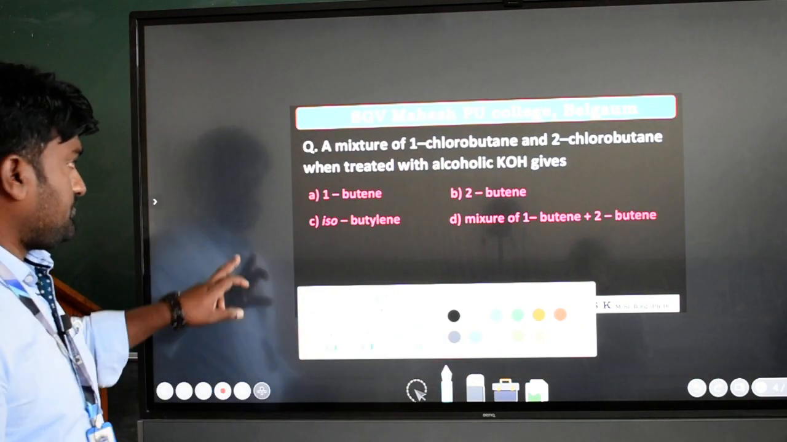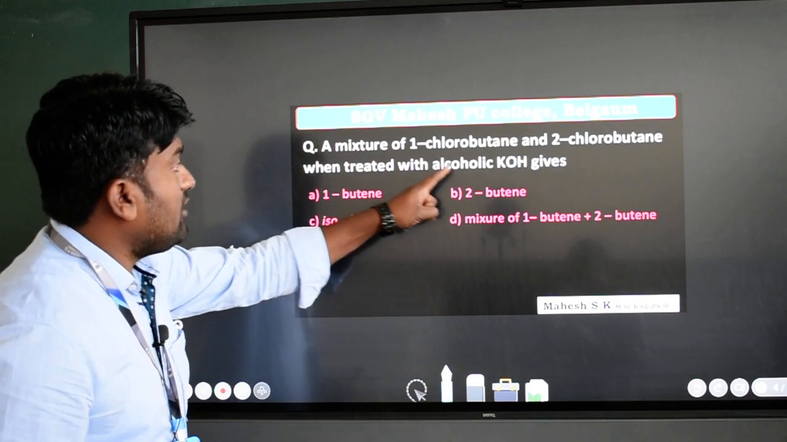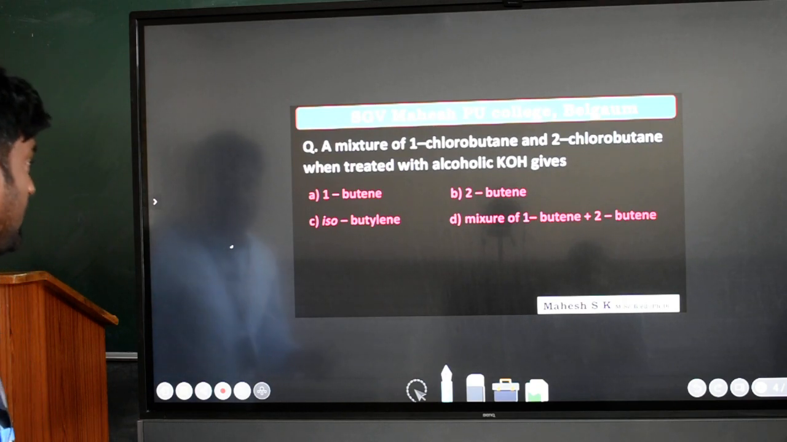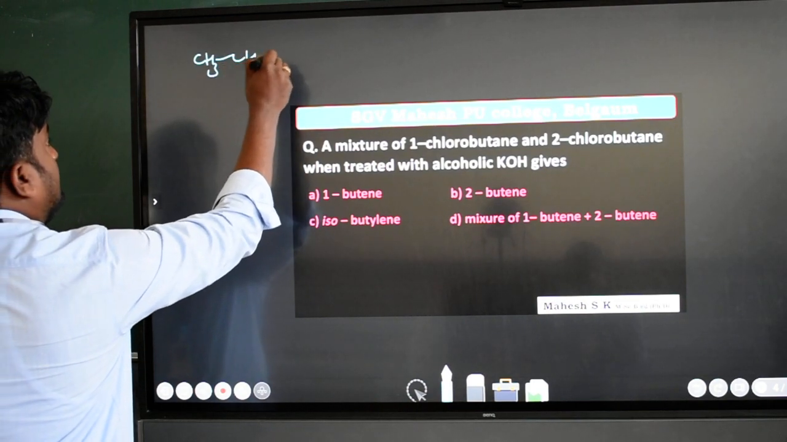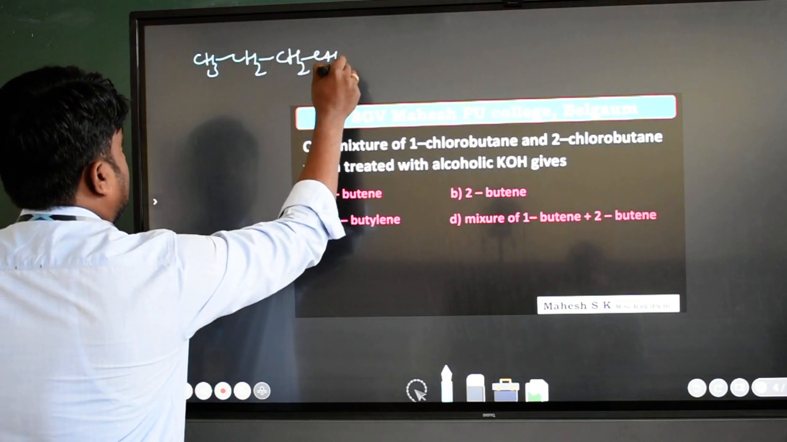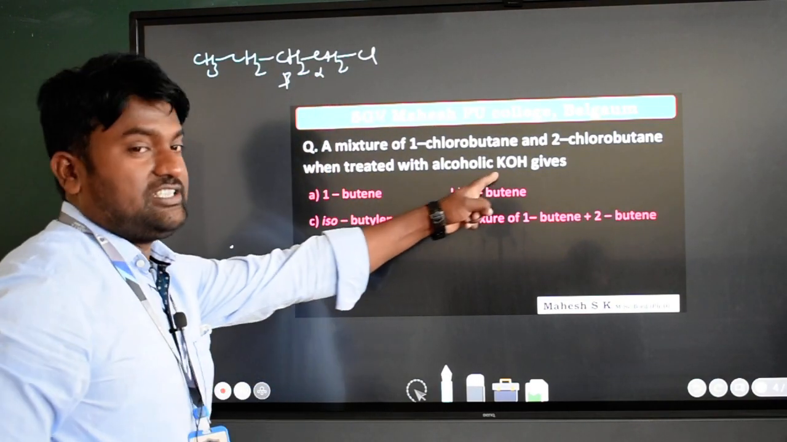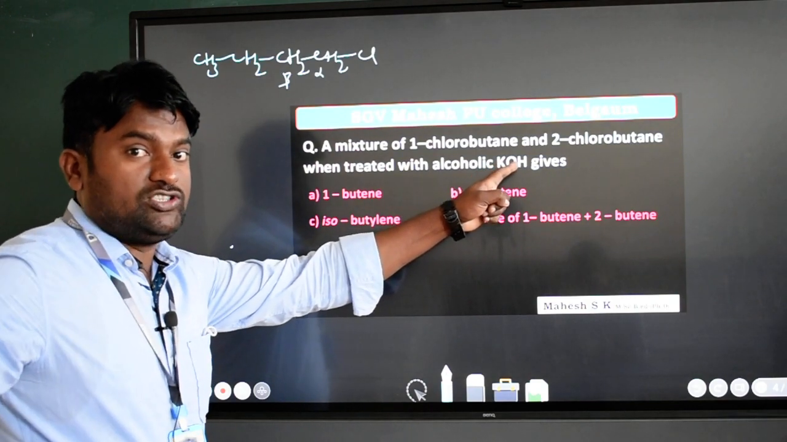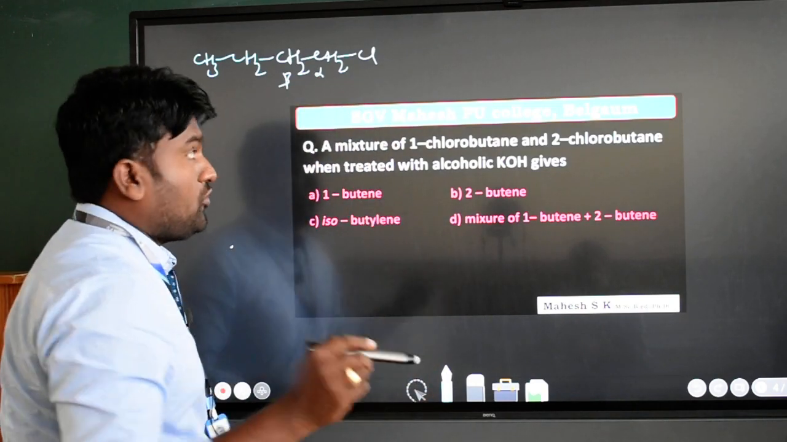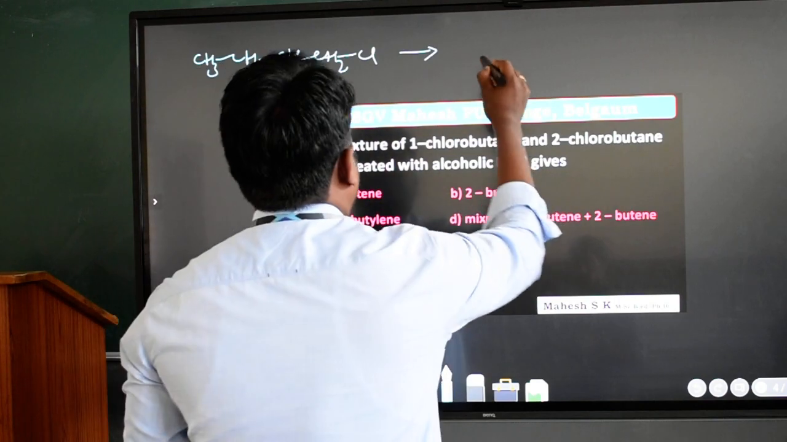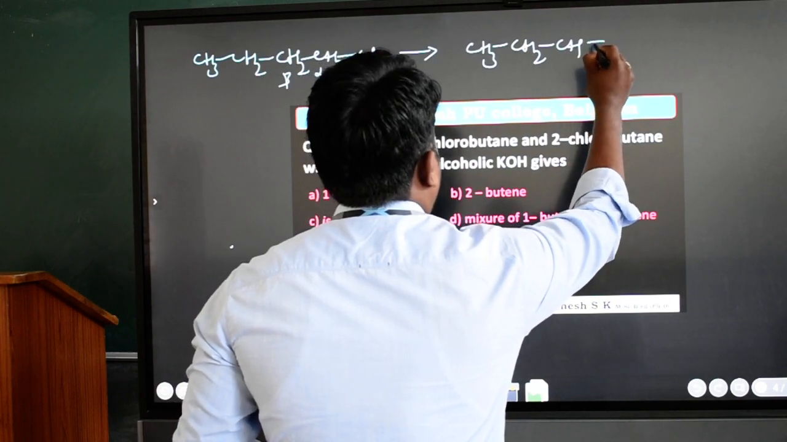The next question is: a mixture of 1-chlorobutane and 2-chlorobutane when it is treated with alcoholic potassium hydroxide. So I will write first 1-chlorobutane, CH3CH2CH2CH2Cl. So this is alpha and this is beta. Again alcoholic potassium hydroxide is used for dehydrohalogenation, elimination of hydrogen as well as halogen. So from the beta carbon atom we have to eliminate hydrogen, and from the alpha halogen. Then we will get the product CH3CH2CH=CH2.